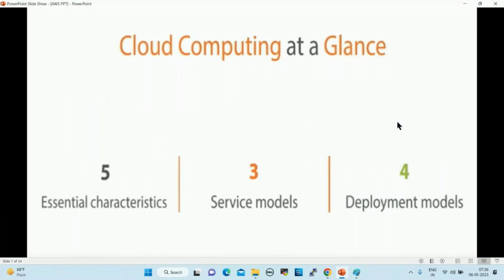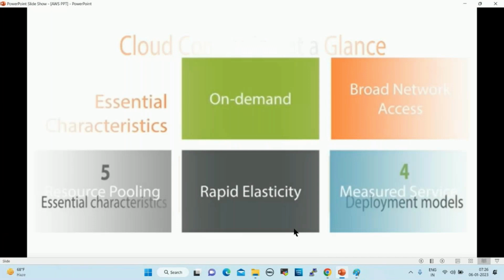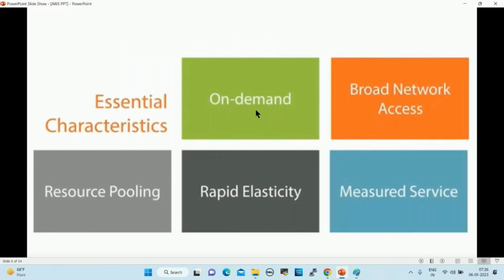Fine. So cloud computing at a glance, we have 5 essential characteristics, 3 service models, and 4 deployment models. What are those? We'll try to understand. The first essential characteristic is on demand. What is on demand? Cloud infrastructure is on demand. The servers are already running in the data center. Whenever we need any servers, they should be available immediately, within 1 minute, which is nothing but on demand.